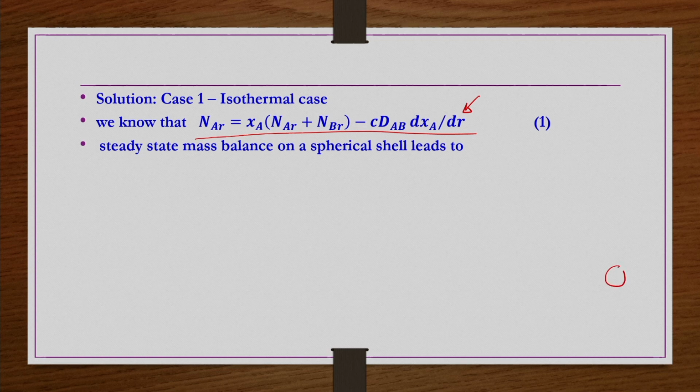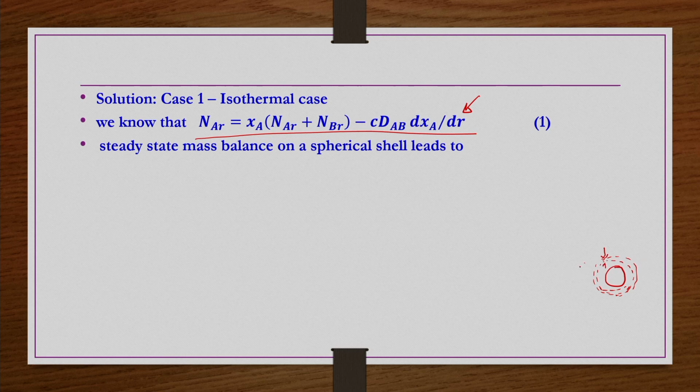Now, if you do the steady state mass balance on a spherical shell, let us say you have a droplet here. Now you take a spherical shell, right, whose radius is r, and the radius of the outer shell is r plus dr.